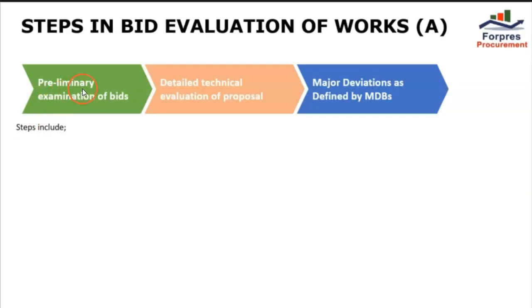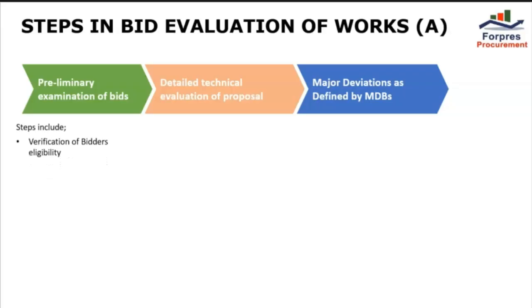The first step is the preliminary examination of bids. The second step is the detailed technical evaluation of proposals. And finally, we look at how to handle major deviations as defined by the MDBs. Let's start with the preliminary examination of bids.